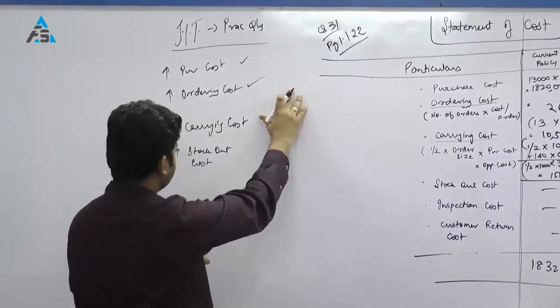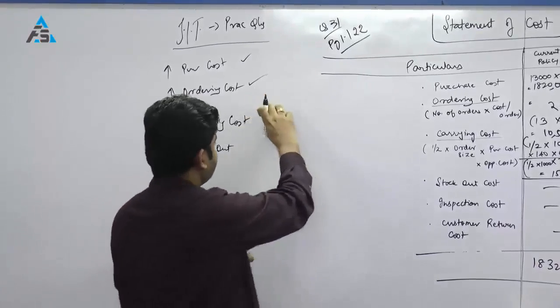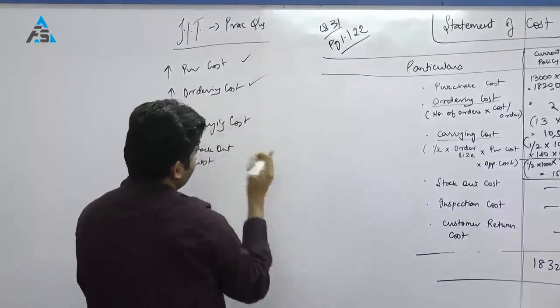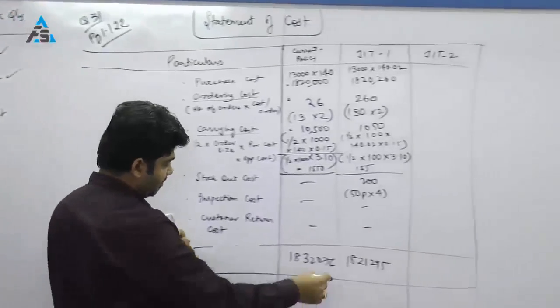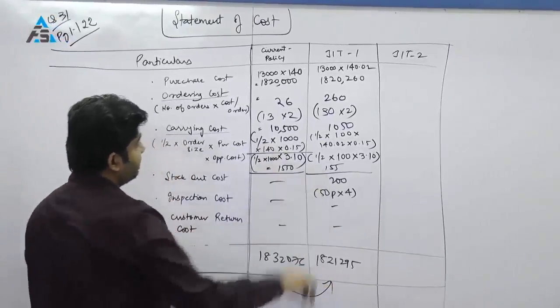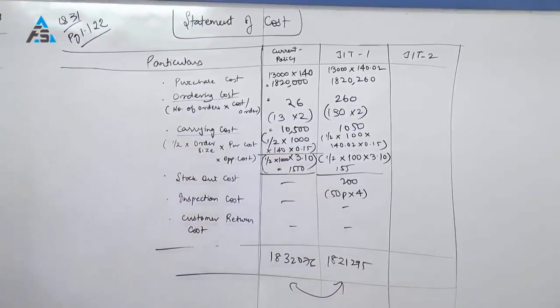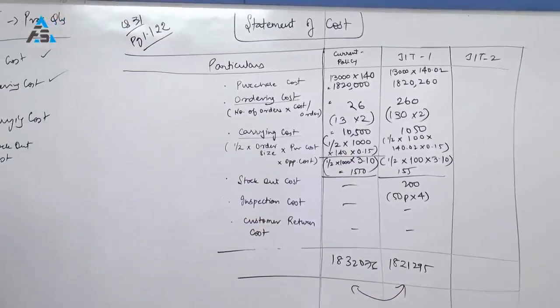So that is the game changer. Stock out cost increased but by 200. So this 9500 decreased and the increase was minimal, resulting in approximately 10,000 saving if I shift to JIT 1. Now there is one more thing that they've added.